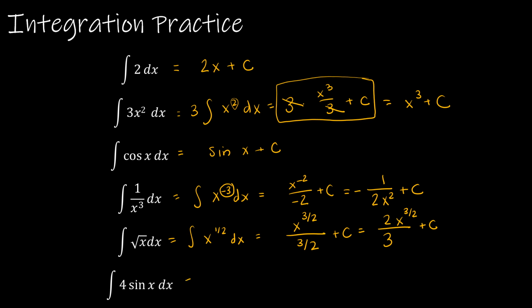And then lastly, of course, keep that 4 out of it. Think about what function has sine of x as a derivative. Well, if I took the derivative of cosine of x, it would be negative sine of x. So this is going to have to be negative 4 cosine of x in order for the derivative to end up being positive sine of x.